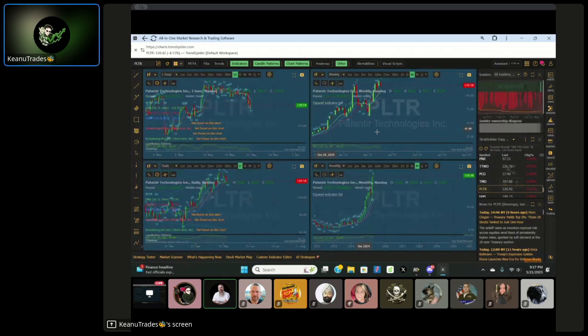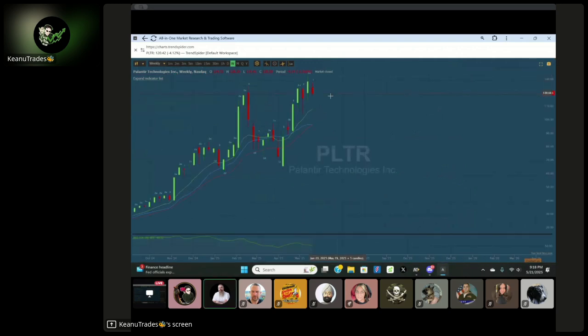Palantir, what's our Palantir doing? Inside week to the downside. See that? There. Next week, if this breaks down, where are we going? At least to the 9, which is 108. And that would test this area here again. That'd be a retest of this area. But I would guess it comes down to take out the bottom of this 3 bar, because a 3 bar is a range bar.